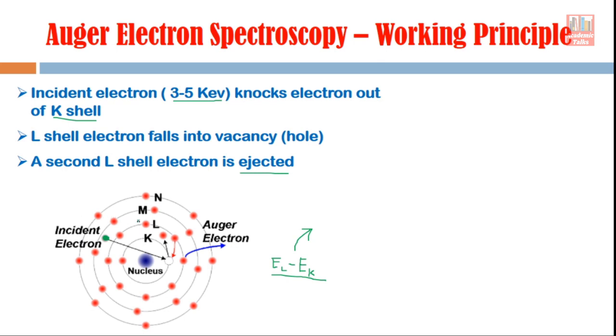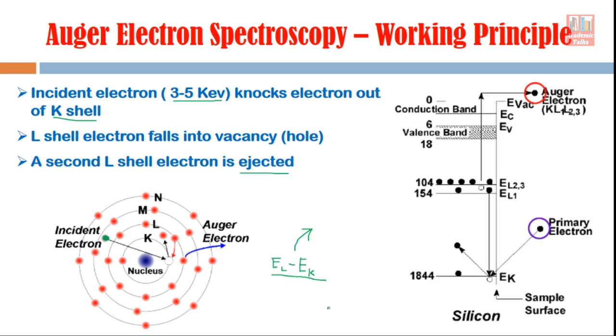Now this is the case of a single atom, but you know that in the case of solids we don't work with individual atoms, we have a collection of atoms, and because of that the entire thing is represented in the form of band diagrams. Now let us consider the case of a solid material here. The example taken is for a silicon sample. Here you can see this is the conduction band, and this is the valence band, and below the valence band there are L levels, and there is one K level. The L level is split into two parts, EL1 and EL23.